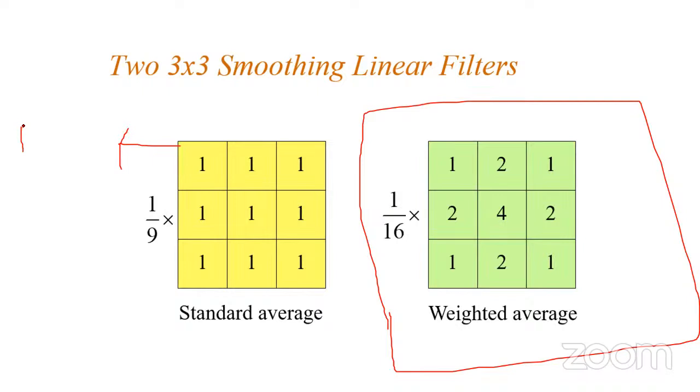So we have this question also. What is box filter? A filter with all weights equal, not only 1, any equal value. This is called box filter. Whenever all the weights are equal, then we can call it a box filter.